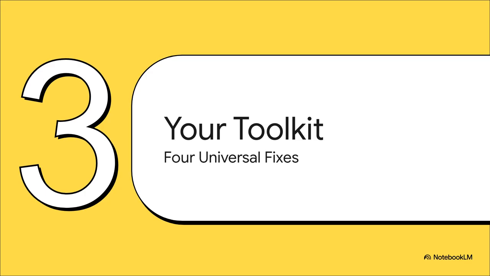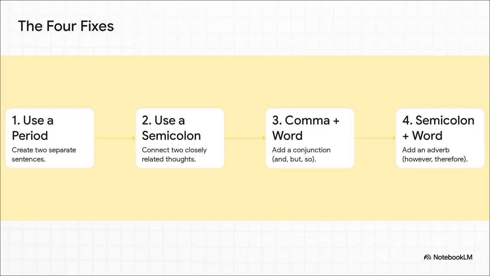But here is the really good news. Even though we're dealing with two different errors, we have one simple four-part toolkit that can fix both of them. Seriously, once you master these four tools, you'll be able to debug these sentence glitches every single time. Here it is, your toolkit. First up, the period. It's the simplest, cleanest break you can make. Second, the semicolon, which is perfect for linking two ideas that are super closely related. Third, a comma paired with a connecting word, like and, but, or so. And fourth, a semicolon plus a transition word, like however or therefore, if you want to create a more sophisticated connection.